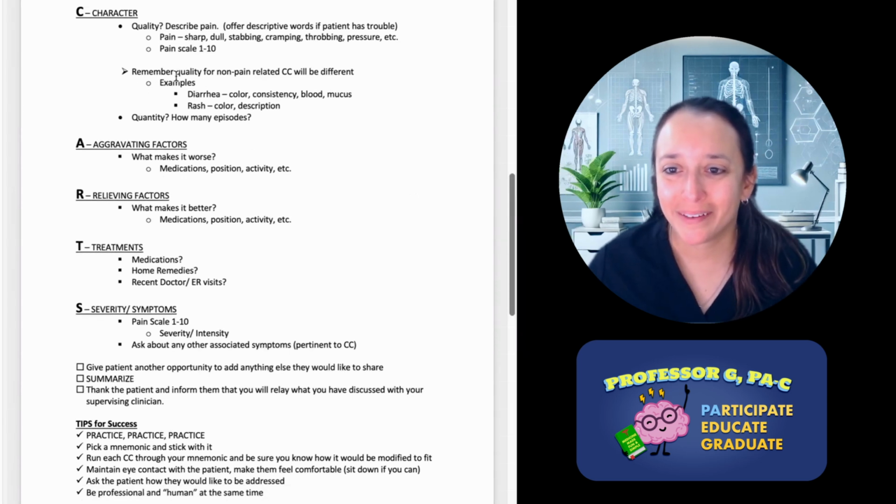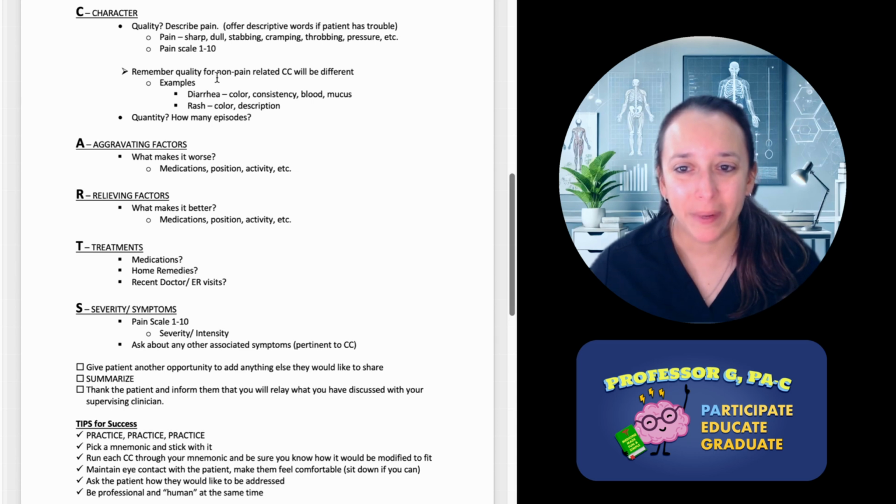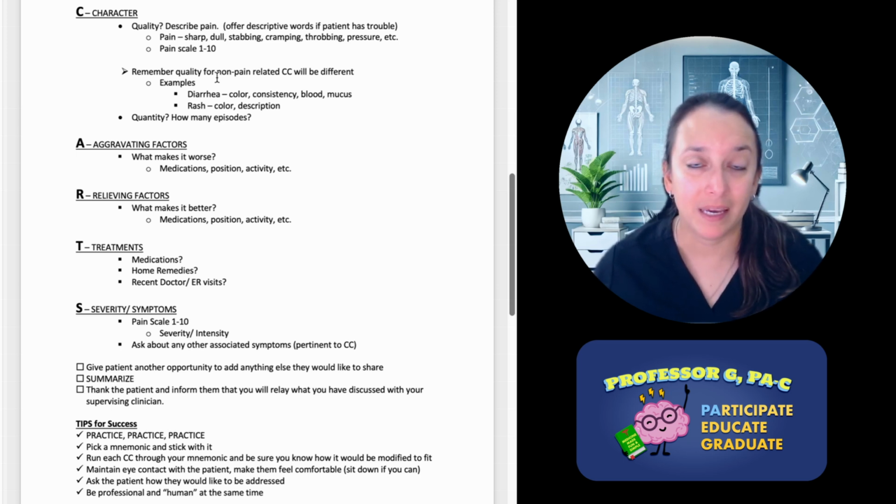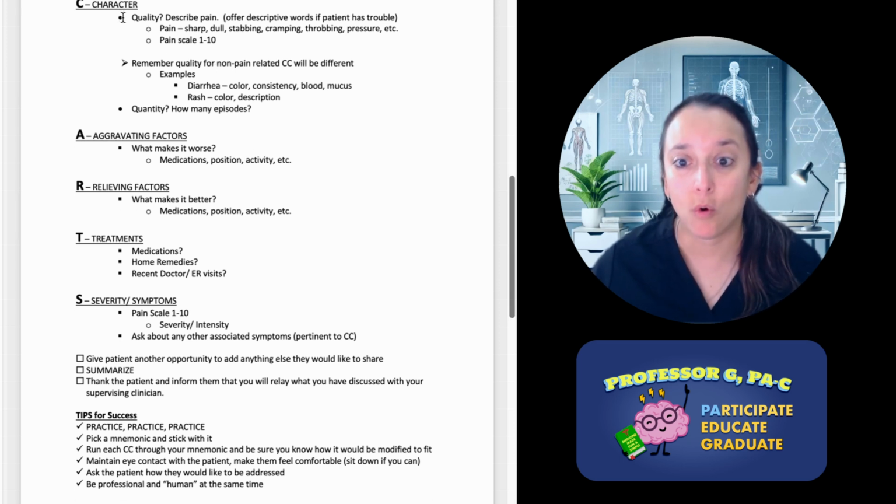Moving down to the other types of chief complaints. So remember, pain is not the only type of chief complaint we see. Examples of this would be like diarrhea. So the character of diarrhea would be the color, the consistency, the blood, the mucus. And I know it's kind of graphic, but you really want to get as much information as you can out of your patient. Also, rash, ask them to describe it. Most of the time, you're going to be able to see it yourself. So that's not too much, but they can describe it. If maybe it came and went, what did it look like, right? Another thing besides quality, also like quantity, and by that I mean how many episodes. You might have already covered the how many episodes up in the timing, maybe, but this is a good reminder of that.